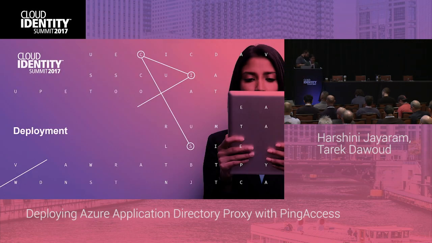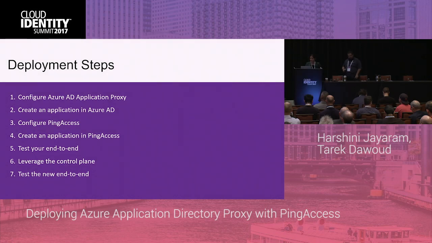Hello. So let's actually dig into this and walk through a full deployment starting from the get-go. If you're deploying this scenario from scratch, you don't have application proxy yet, you don't have PingAccess yet, here are the 7 steps you need to go through, and we're going to go through those today. It's going to start by setting up application proxy itself. Once you have application proxy, you need to actually configure your application that you're trying to use in this scenario. So we'll create that application in Azure Active Directory. That's the application proxy side of it.